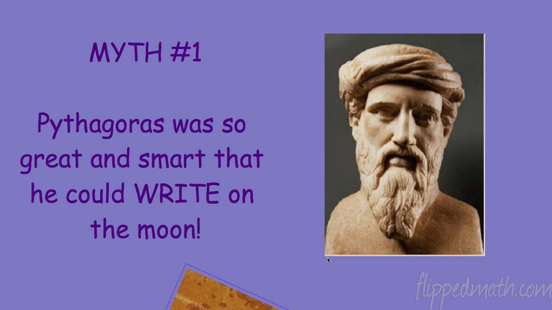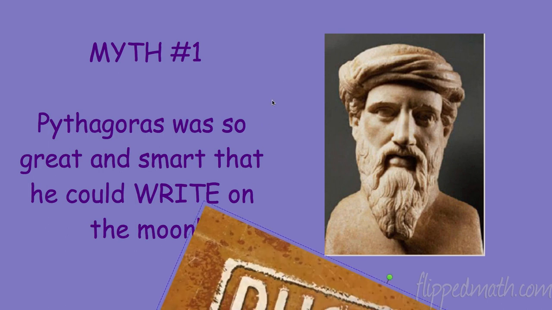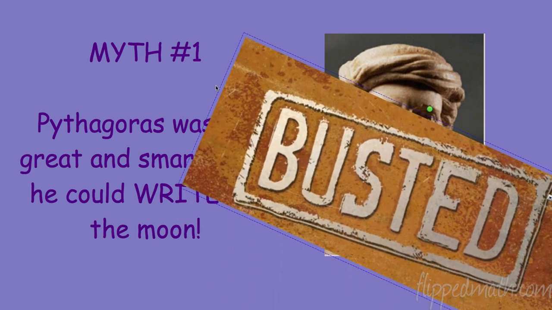So, myth number one. Pythagoras was so great and smart that he could write on the moon. He told his friends, I am so powerful I can write on the moon. That is actually busted. Sorry, Pythagoras. He was actually very smart, and what he did, he would write in blood on the back of a glass. He'd write on the moon. He'd lift up the glass, tell his friends they had to look through the glass, and they'd see the writing, and they'd think, voila, he wrote on the moon, because obviously they just weren't that smart. So, tricky, but not true. Myth number one is busted.